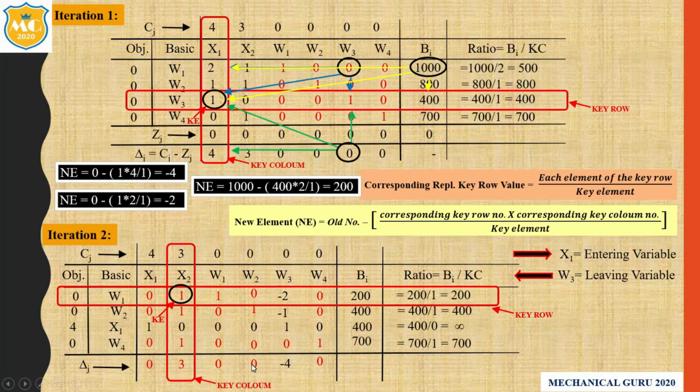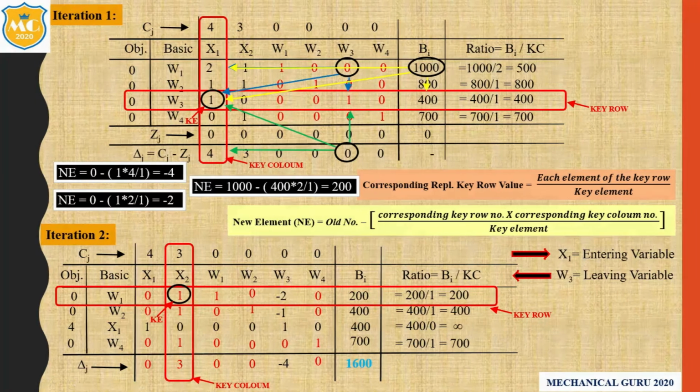Now we will go to the third iteration. Okay, one more thing for your kind information. In the first iteration, we get the 0 value or dash. Here we get the 1600. How to find out? Simple: 0 into 200, 0 into 400, 4 into 400, 0 into 700. So here we get the 1600. Okay, here our problem is maximization. So here we get the 0 value; in the next iteration, we get some positive value. So we will go in the right direction. Now we will go to the third iteration.